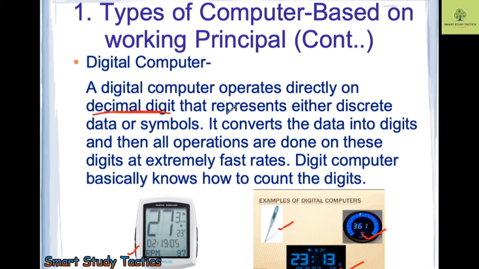It can represent discrete data or symbols. It converts the data into digital form, then all operations are done on these digits at an extremely fast rate. I think this is clear to you. You have visited petrol pumps, you have seen these digital forms there.